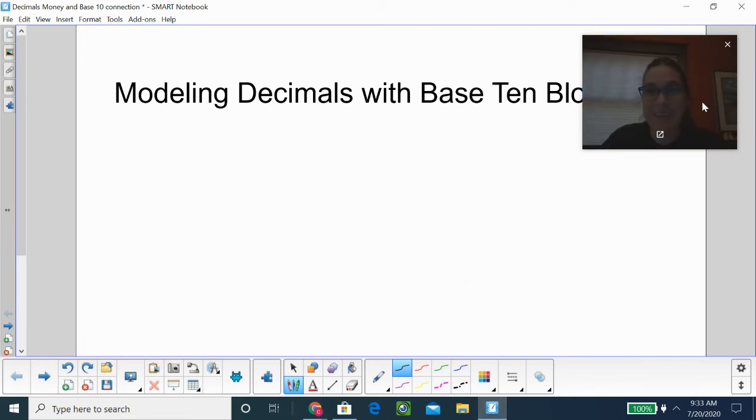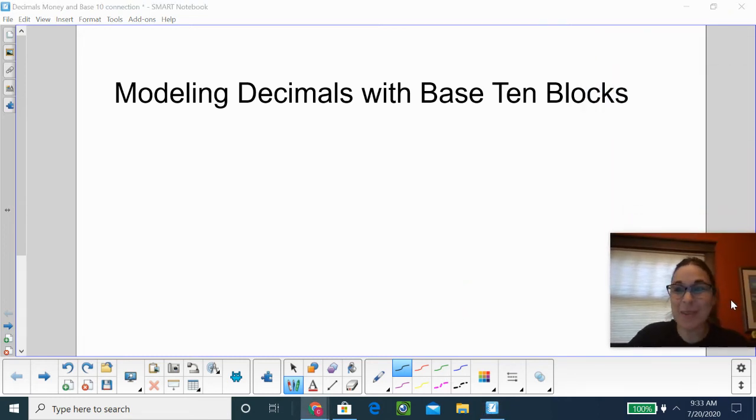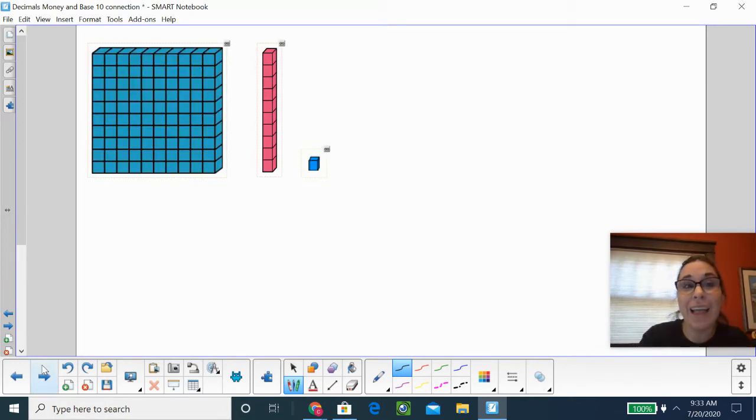Hi, today we are going to talk about modeling decimals with base 10 blocks. Now, yesterday, or in the last lesson, we talked about the connection with decimals and money. Today, we're going to use blocks to show the value between these different blocks.